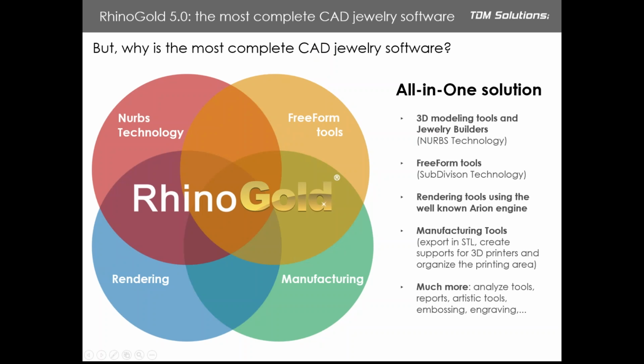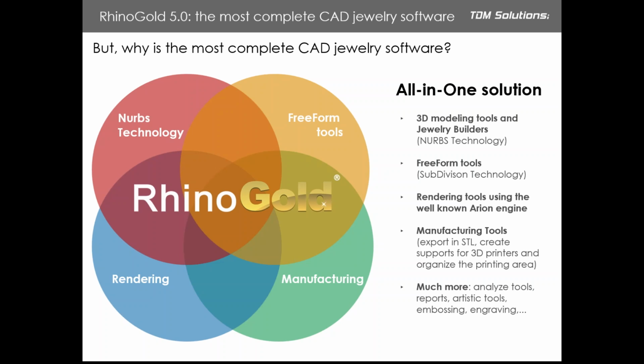As you can see in this PowerPoint slide, RhinoGold includes several technologies. As always, we are using NURBS technology for modeling and transforming, as well as the builder specific for jewelry to create your models easier and faster. RhinoGold includes as well ClayU for freeform shapes, as well as Rhino Emboss for advanced reliefs. And one of the news in RhinoGold 5 is the inclusion of this professional tool for rendering called Arion software.